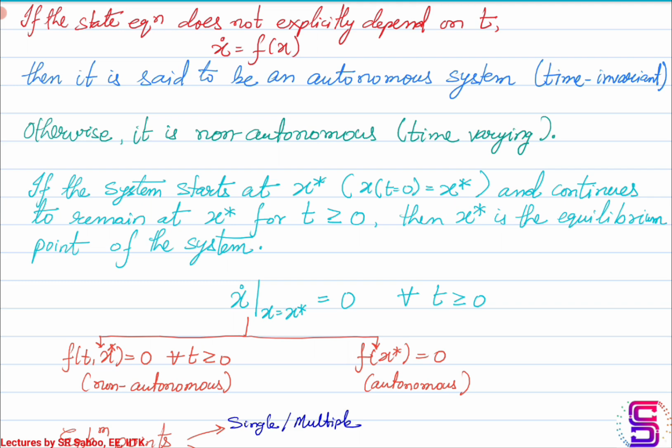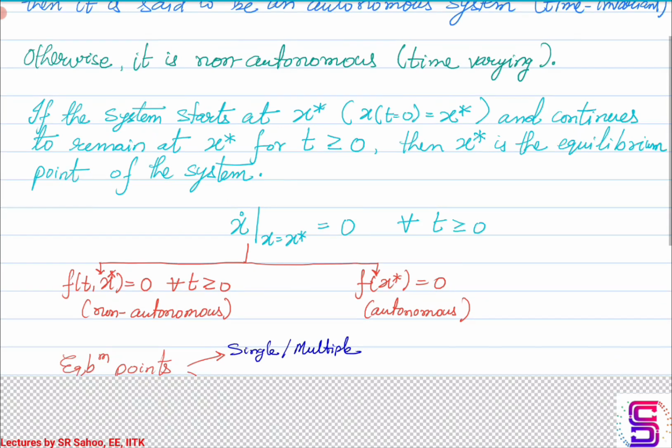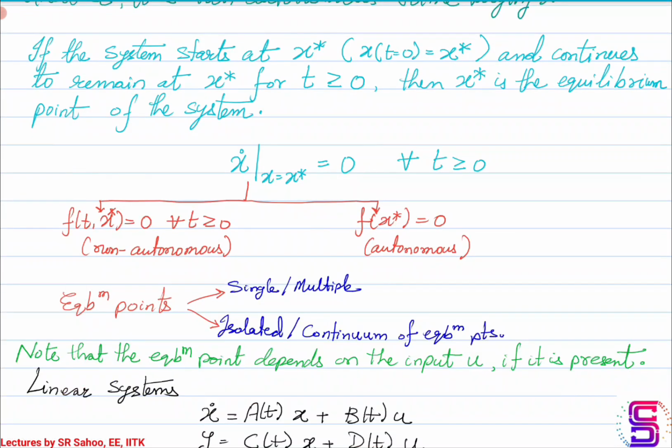Basically, where the state vector, if it starts there, will not evolve and will always stay there. So this will give us equilibrium points. Now these equilibrium points may be single, may be multiple. And these equilibrium points can also be classified as either isolated equilibrium points or a continuum of equilibrium points, also known as continuum of equilibrium.